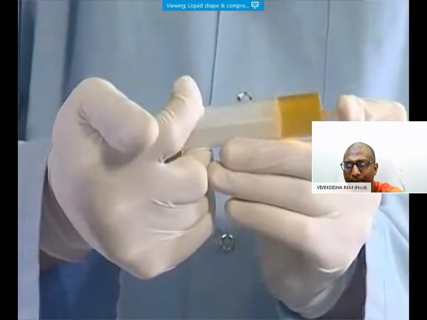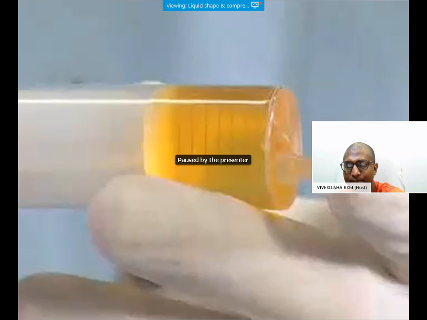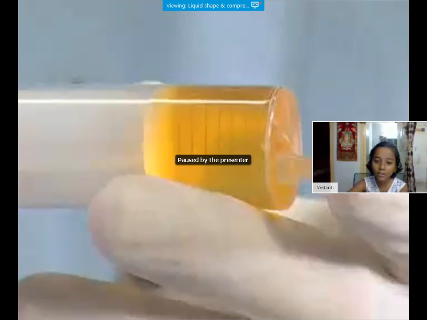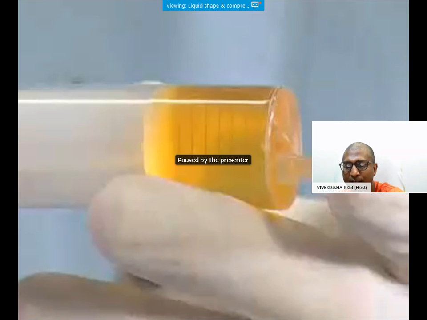Liquids are difficult to compress. Vedanti, liquid is stopping because of the pressing. It is Akash, not Lina, coming out. What is the characteristic of the liquid here? Akash, Lina.